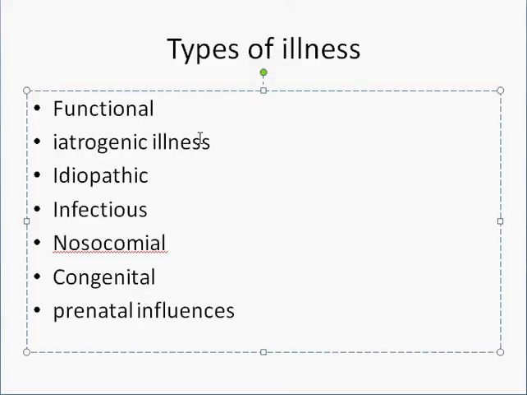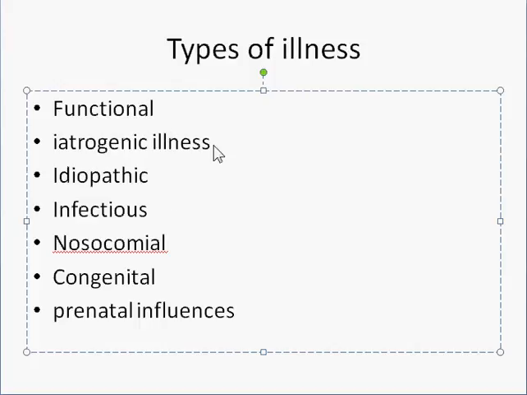Iatrogenic illness, idiopathic illness, infectious illness, and so on and so forth. Iatrogenic is one that is acquired. Idiopathic means there is no known cause. Infectious disease means that there is infection. Nosocomial means it's also acquired. Let me make sure I distinguish here.